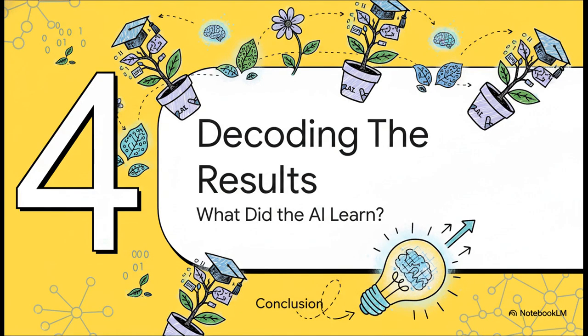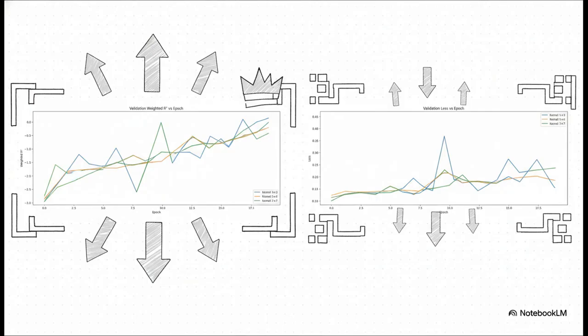All right, training is over. It's time to see the report cards. What did our digital botanists actually figure out? Let's decode these results. Okay, so these 2 charts basically tell the whole story. For the R-squared chart over on the left, remember, higher is better. We're looking for the line that climbs the highest. And for the loss chart on the right, it's the opposite. Lower is better. We want to see which line drops the fastest and stays down.